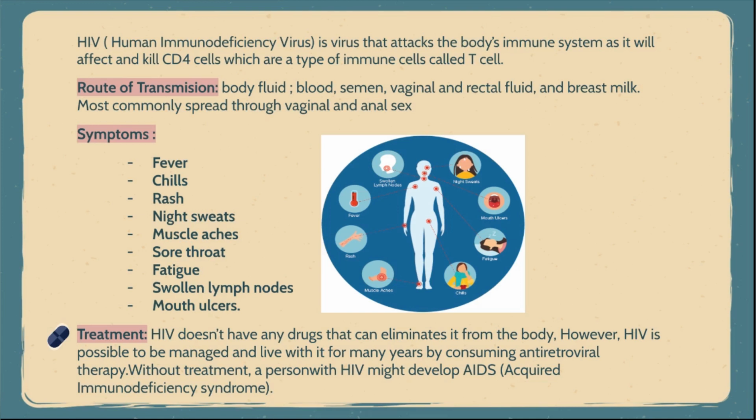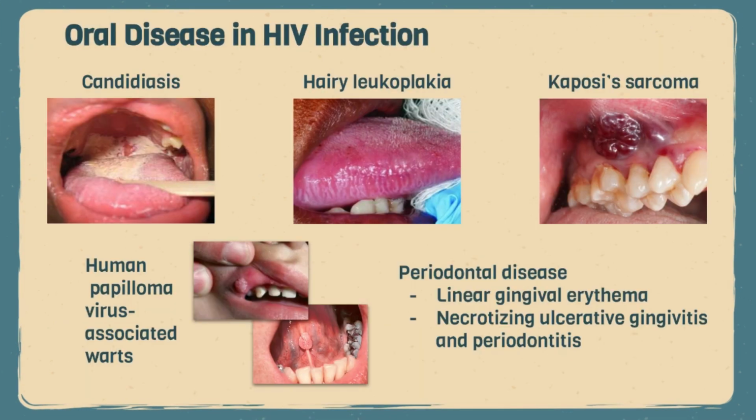Without treatment, a person with HIV is likely to develop a serious condition called acquired immunodeficiency syndrome, known as AIDS. At that point, the immune system is too weak to successfully respond against other diseases, infections, and conditions. So there are a few oral diseases in HIV infections, such as candidiasis, hairy leukoplakia, Kaposi sarcoma, HPV-associated warts, and periodontal diseases. The first one, oral candidiasis, also known as oral thrush, occurs in the mouth.